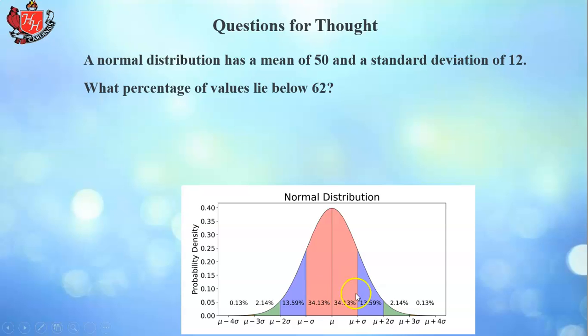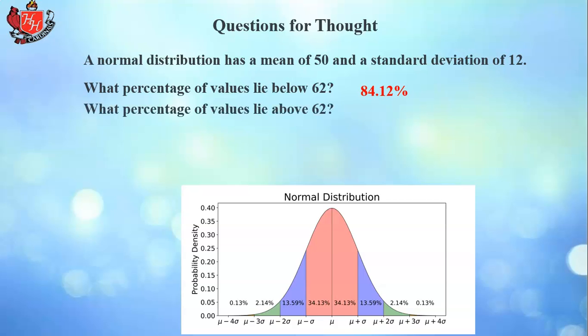So it's the 34.13 right here, the other 34.13 right here, the 13.59 right here, 2.14 right here, and this little bit out here, the 0.13. When you add all of those up, that's the percentage of values that would be below 62, and that would give you 84.12% when you add all of those up.